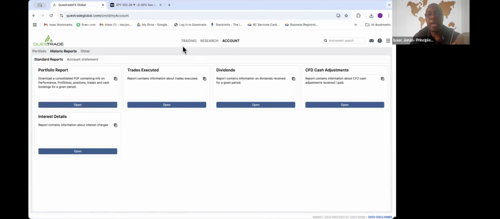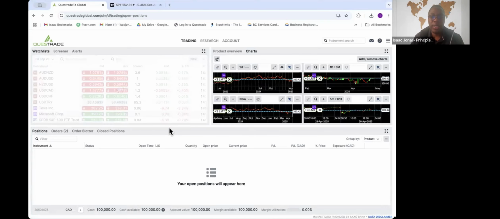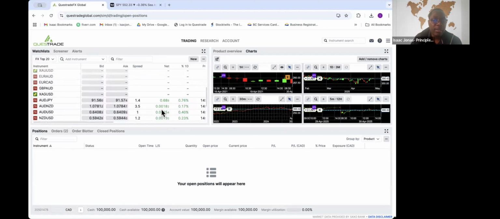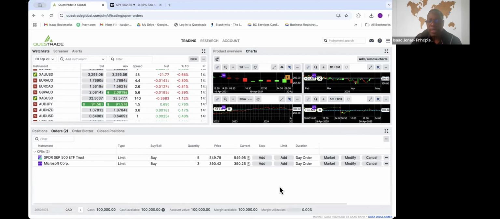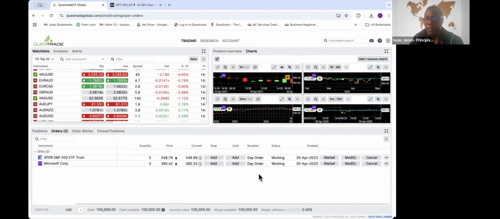You can have all these other nuances that you can see, but this is how it works. And if I then go on open orders, it will show me the shares that I currently hold. Like I showed you, I have 5 shares for SPY and 3 shares for Microsoft. So this is how it works.